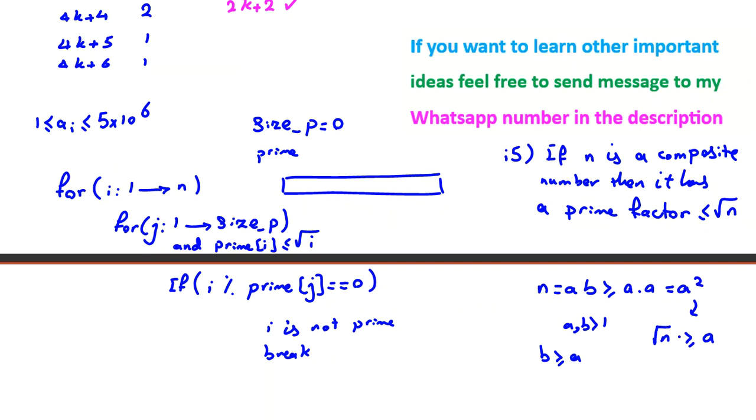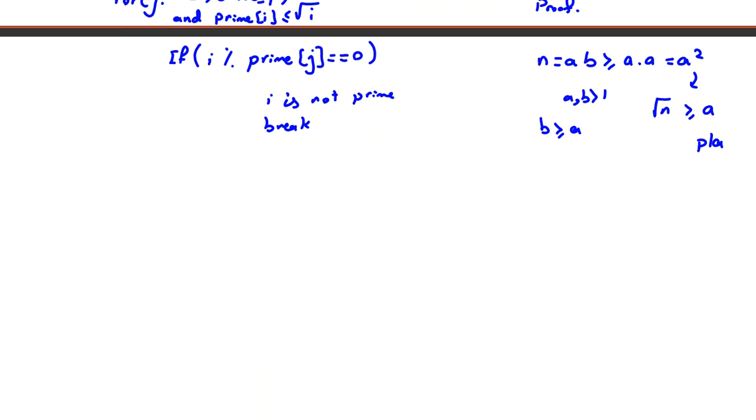If A is prime, we've proved the claim. If A is not prime, A is greater than 1, then there exists a P that divides A. So P is less than or equal to A, and P is less than or equal to root n. So we need to only check this for our purpose. It's important. So let me explain how we can fill this array.